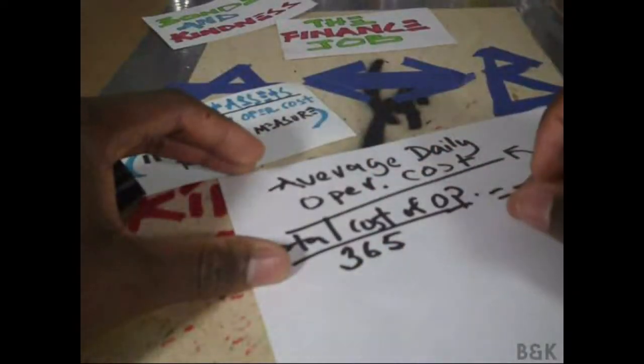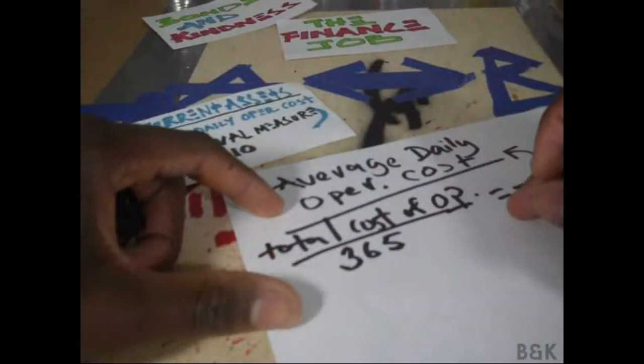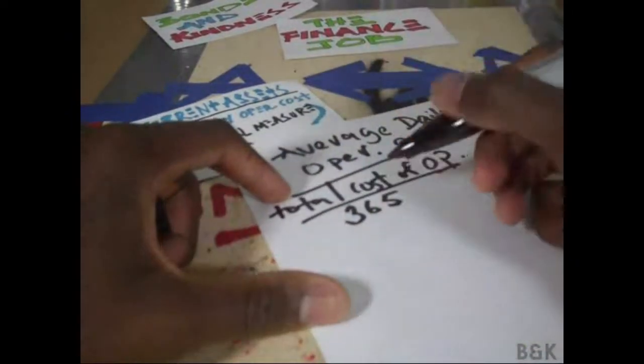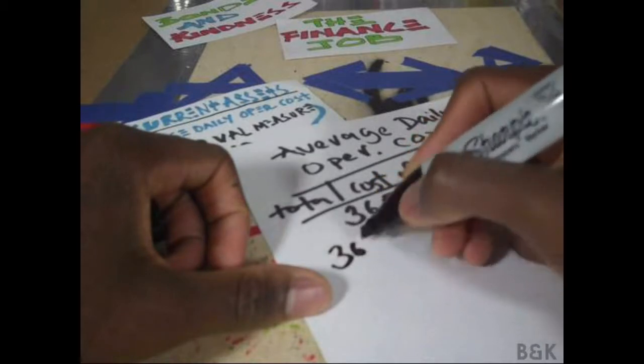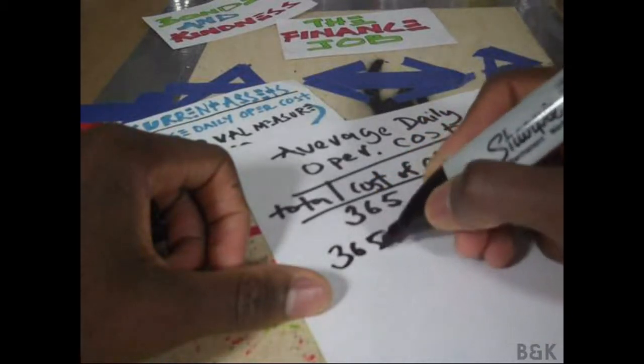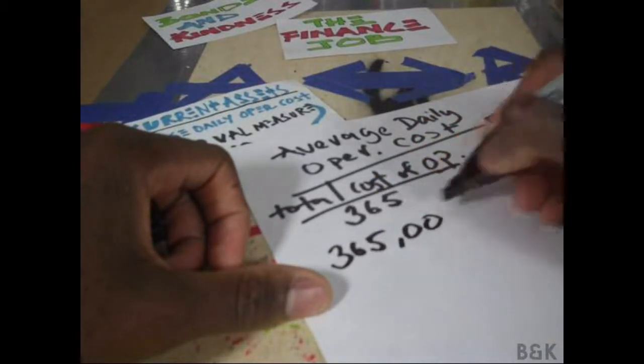All right, so we know how to find the average daily operating cost. So let's just give ourselves an example. Let's keep it simple for ourselves. We'll say 365 and just add a bunch of zeros because I don't want to make this too cumbersome for ourselves.